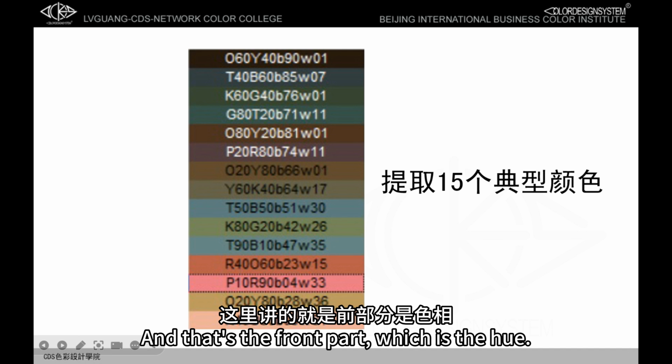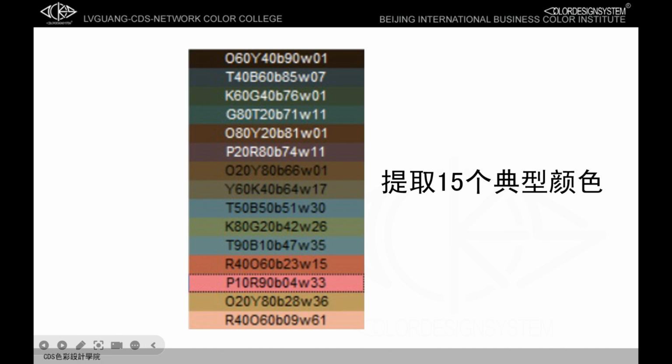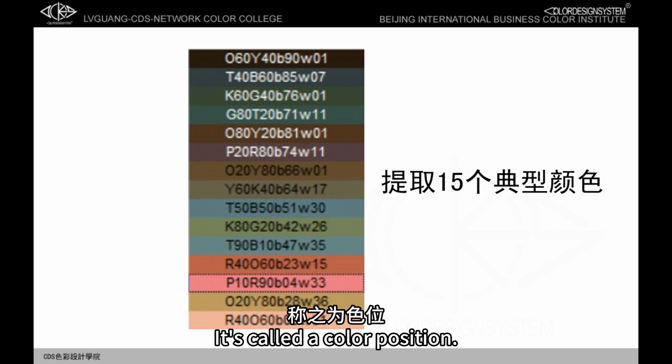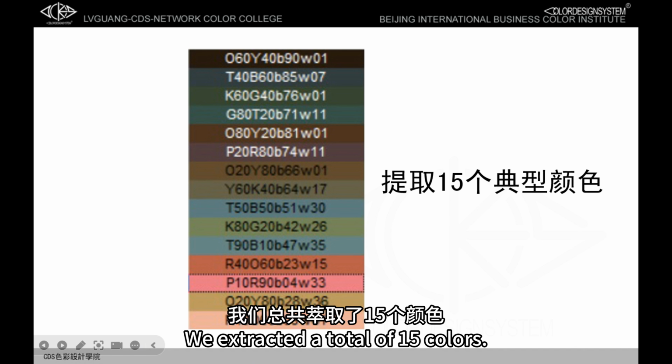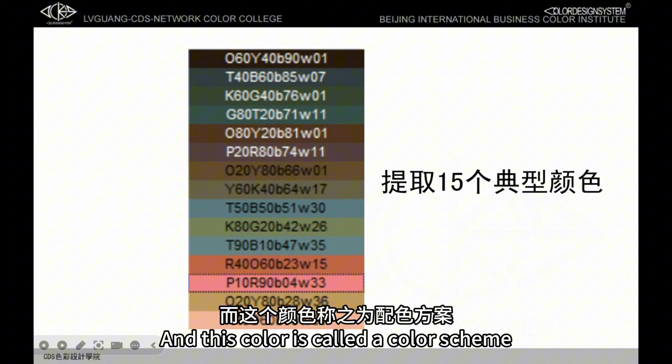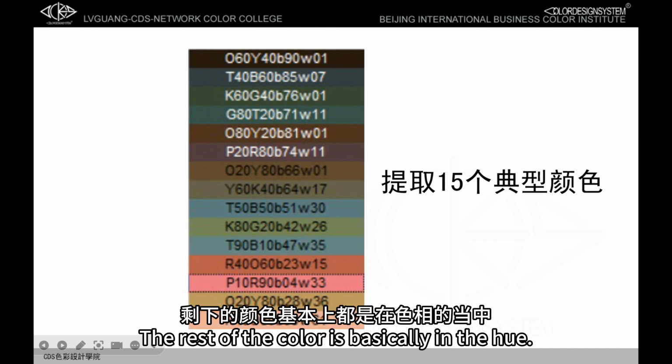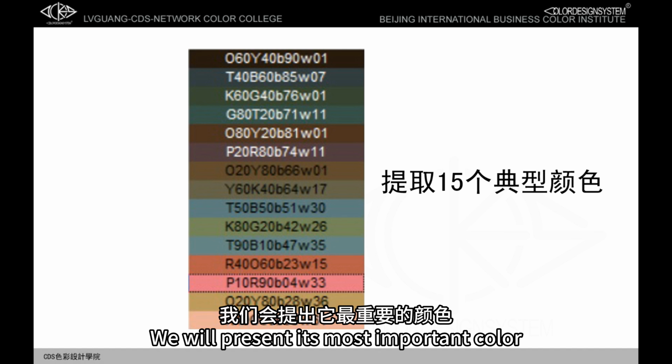And that's the front part, which is the hue. The latter part is its blackness and whiteness. It's called a color position. We extracted a total of 15 colors. And this is called a color scheme. These two colors are the main colors. The rest of the colors are basically in the hue. We will present its most important color.